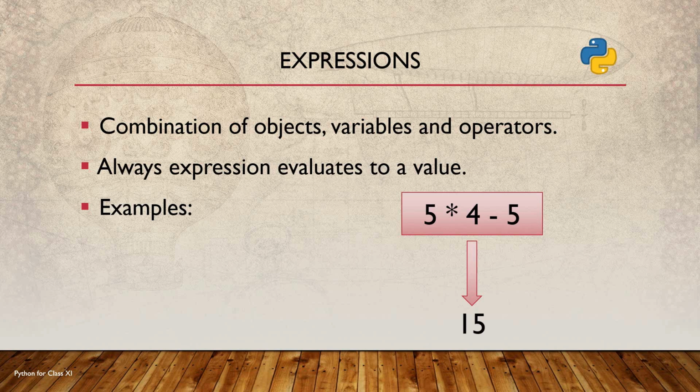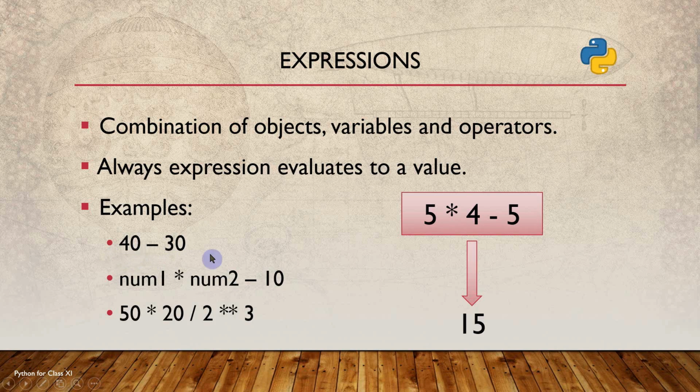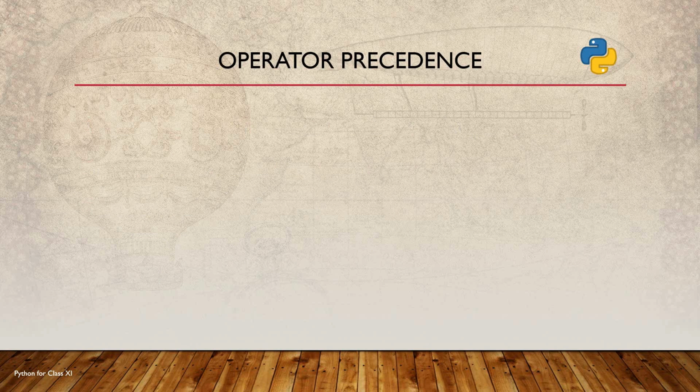Now we will see some other examples. 40 minus 30, where 40 and 30 are numbers and there is an operator, minus. In this example we have 2 variables, num1 and num2, and one number, that is 10, and 2 operators, a multiplication operator and a subtraction operator. And in this particular example we have various numbers and 3 operators: multiplication, division and exponentiation. In this way, we can consider an expression as a combination of objects, variables and operators which always evaluates to a value.